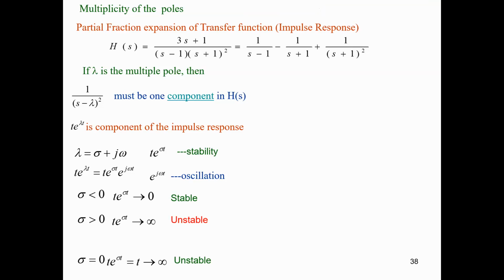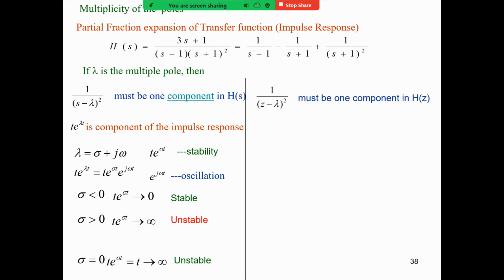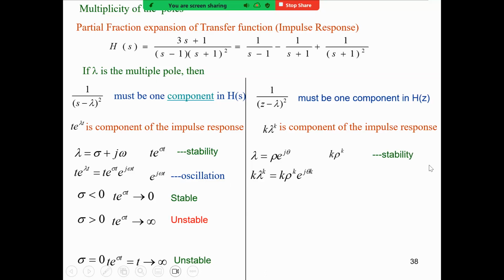Okay? Now let's look at the discrete time similarly. If I have multiple poles at the same place, it means that we have a z minus lambda squared in the denominator. It means k times lambda to the power k is a component of the impulse response. Now we use the exponential form for the complex number. Then we will end up with this. So therefore, it's k times rho to the power k.